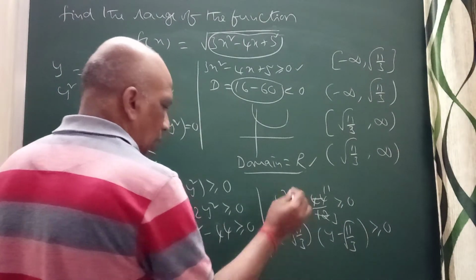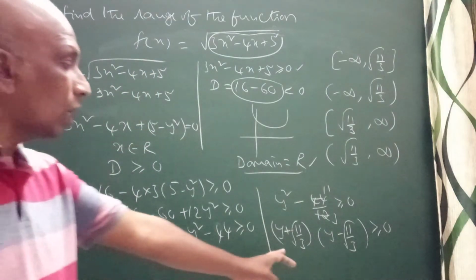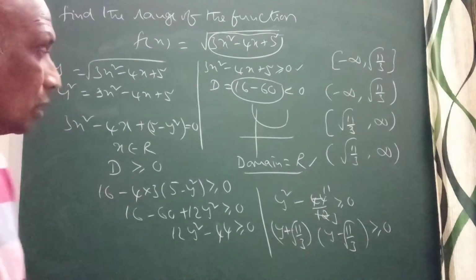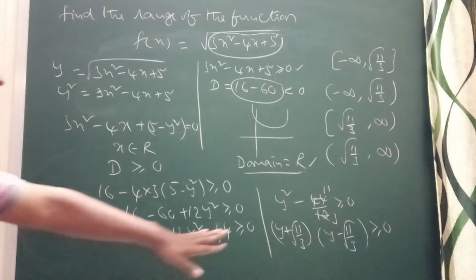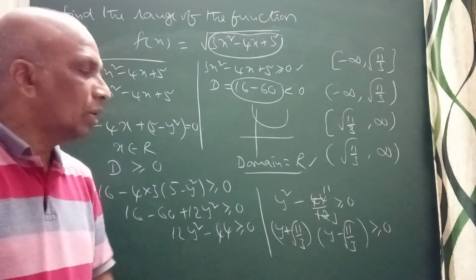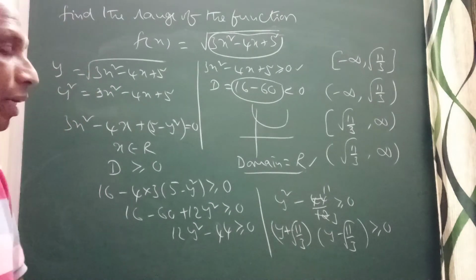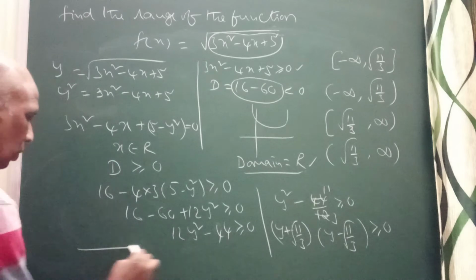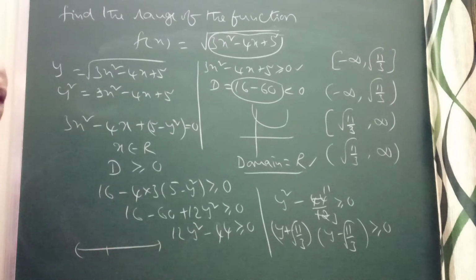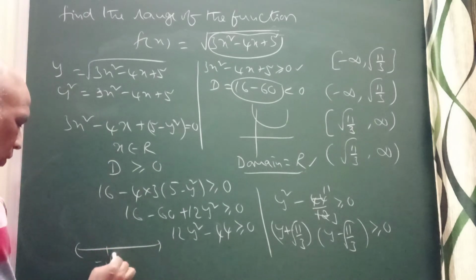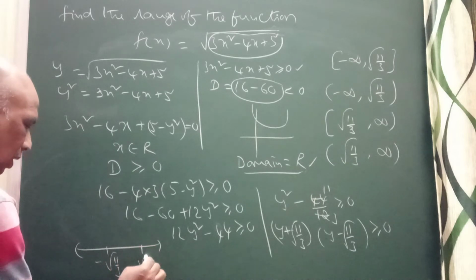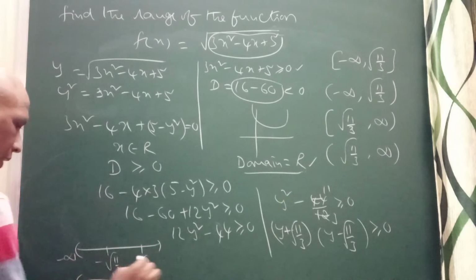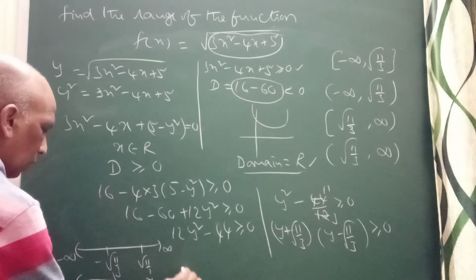So this is the y value, right? Here the idea is that it does not lie between the values. So what is the meaning here? If we think, the y value does not lie between minus root 11 by 3 and plus root 11 by 3. I can also think like this: minus root 11 by 3 and this is root 11 by 3. So you will get minus infinity on this side and infinity on this side, right?